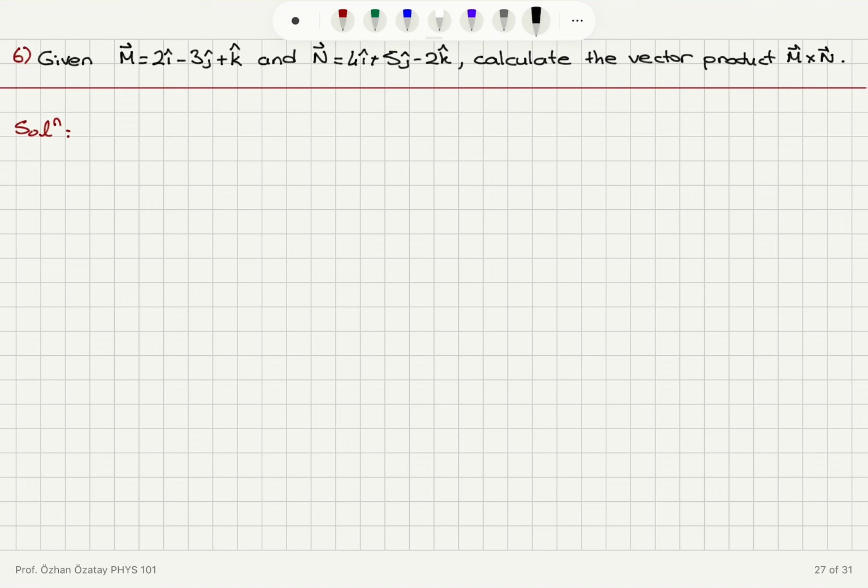Okay, so the first question: given vector m is 2i hat minus 3j hat plus k hat, and vector n is 4i hat plus 5j hat minus 2k hat, calculate the vector product m cross n. Now you will remember we calculate the resultant vector r, that is the vector cross product of m cross n, by calculating this determinant.